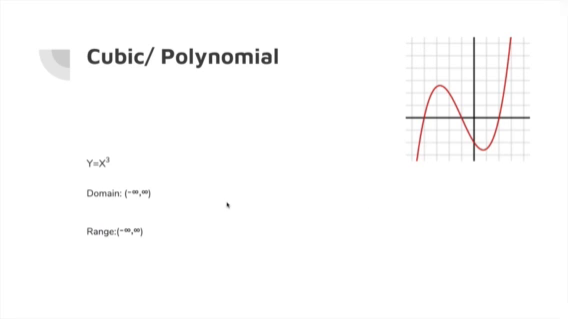And the third function is cubic or cubic polynomial. As you can see, that's the formula down there. That is the domain and range. The cubic polynomial is actually the third cubic formula of all the ones that we are going to present and show the formulas for. This is the actual function mapped out on a graph.